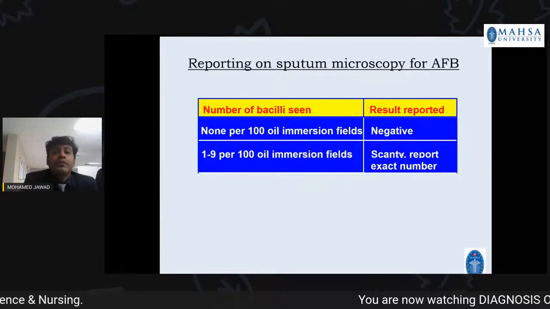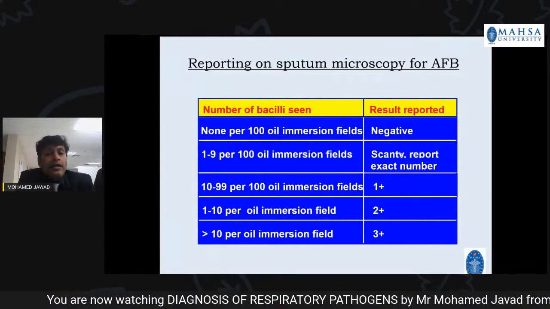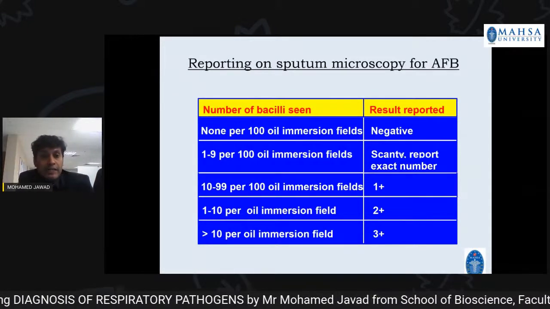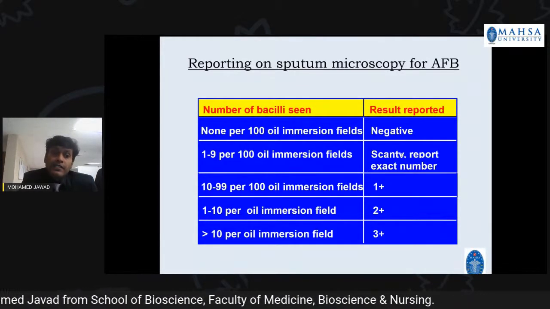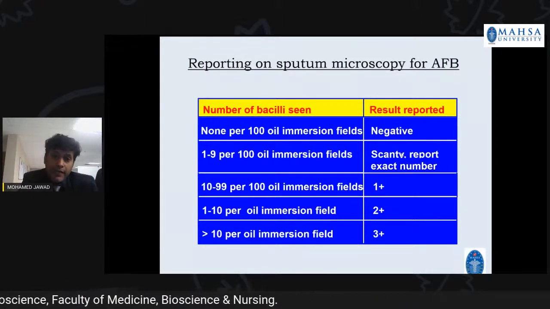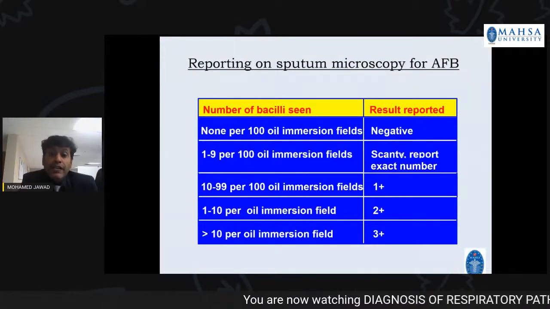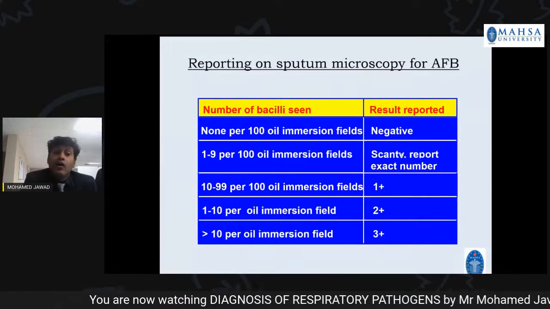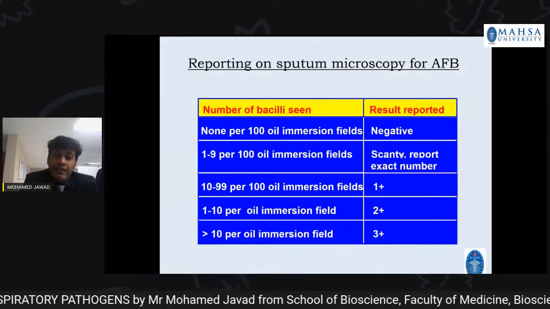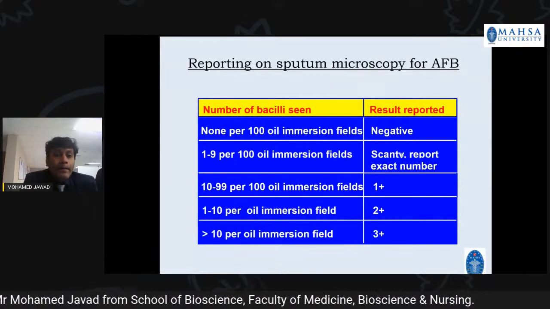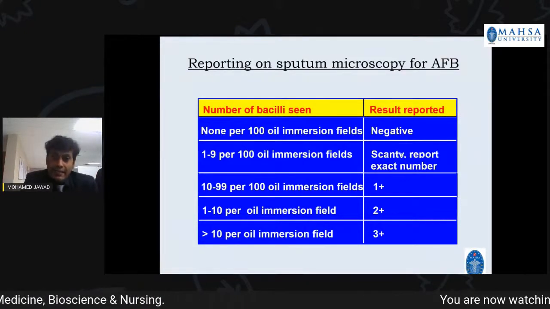And the reporting of sputum microscopy for AFB. That's a really important one. How to report? We need an experienced technologist to report this, because it needs a lot of patience also. We have to check 100 oil immersion fields. Then only can we give a negative. None per 100 oil immersion fields, meaning there are no bacilli, we can give negative. Even 1 to 9 per 100 fields we can give as scanty, and we have to report the exact number also.